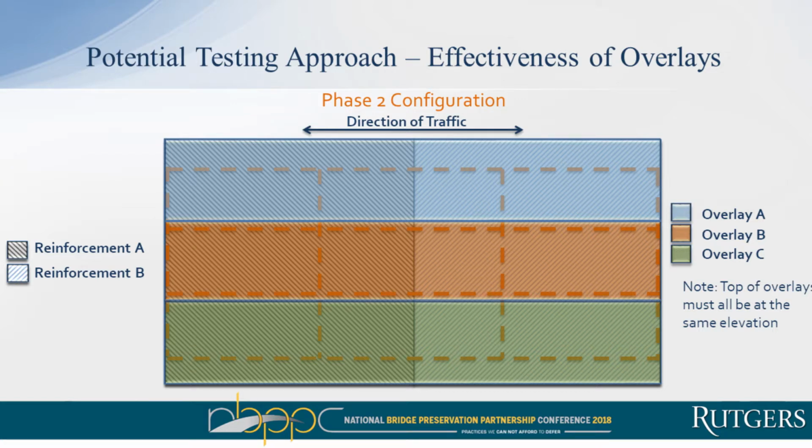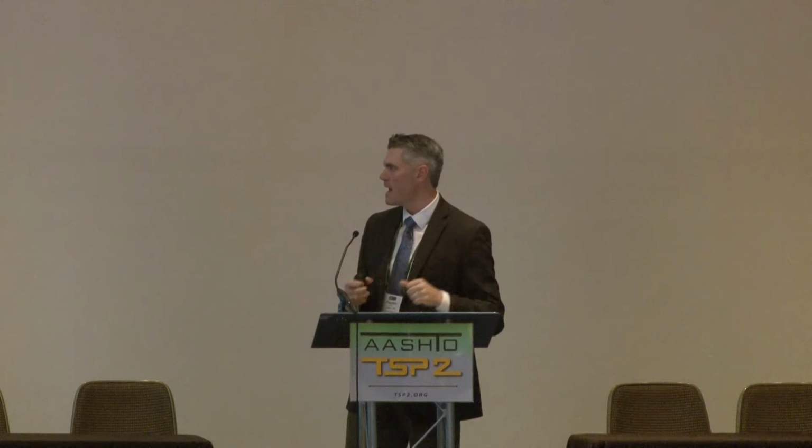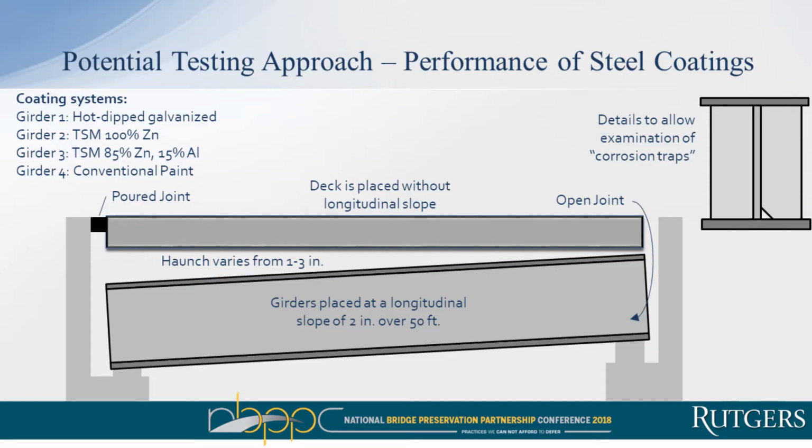The only catch here is that the top of the bridge always has to be at the same level. So if I want to put an overlay, I can drop the bridge down, no problem, take some shims out under the bearings, but I can't have a 2-inch overlay next to a 3/4-inch overlay, right? I'd be having to move this bridge up and down all the time. So we have to manage that. We've also talked with people that are interested in looking at different steel coating systems.